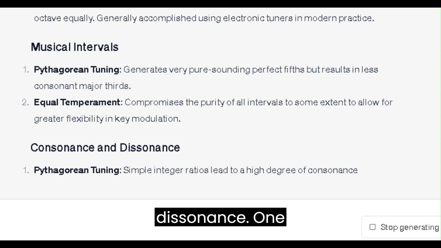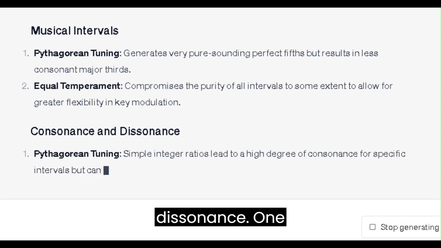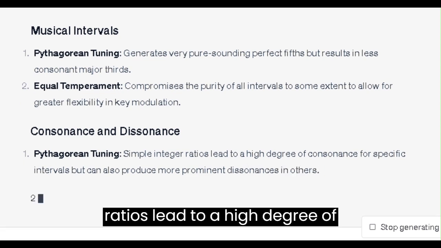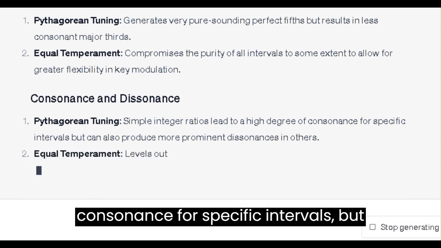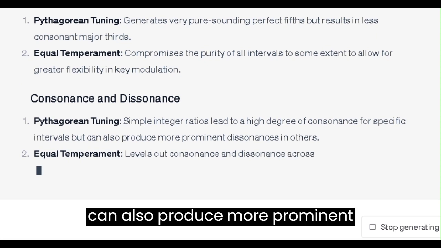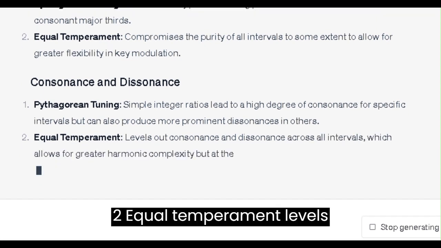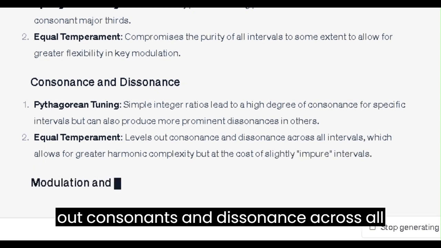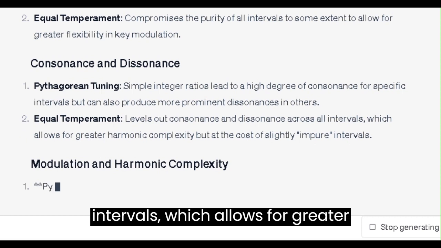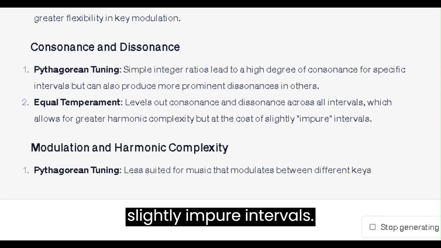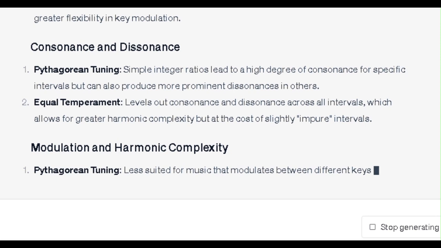Consonance and dissonance. 1. Pythagorean tuning. Simple integer ratios lead to a high degree of consonance for specific intervals but can also produce more prominent dissonances in others. 2. Equal temperament levels out consonance and dissonance across all intervals, which allows for greater harmonic complexity but at the cost of slightly impure intervals.